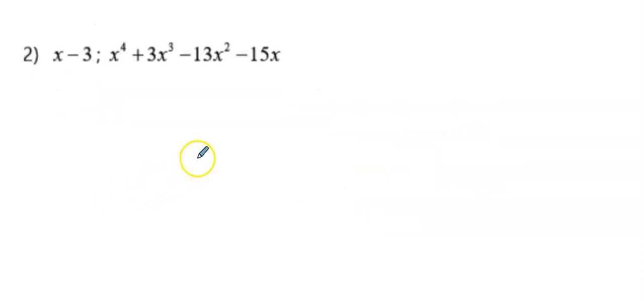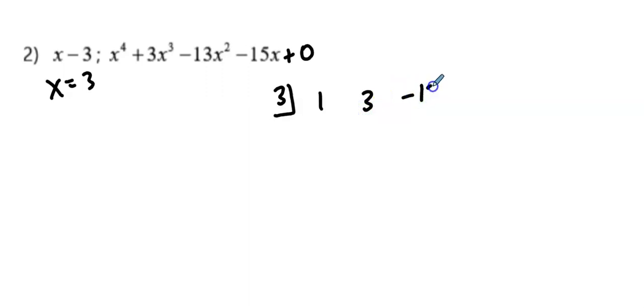Let's look at our next example. Here we have x minus 3. So we're taking the opposite, which is going to give us x equals 3. So that's what we're going to use. And again, we have a degree of 4 here, but we're going to take all of the coefficients. But notice there's no constant here, so we have to put a 0 on the back end. So our coefficients are going to be 1, 3, negative 13, negative 15, and we'll have to account for the 0.